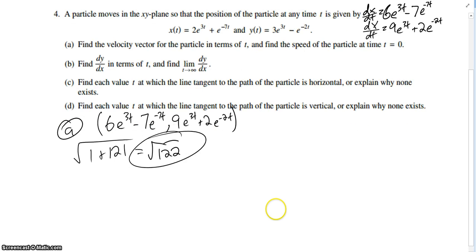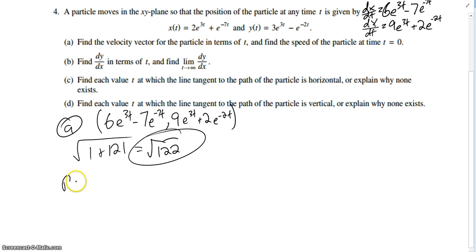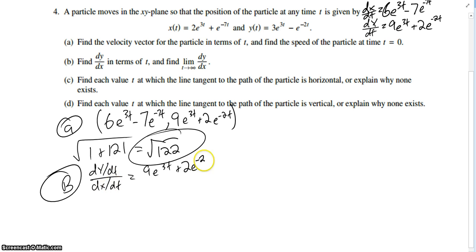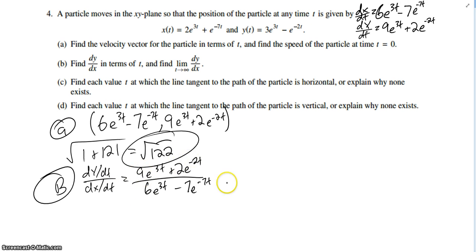Now B is find dy/dx in terms of t, and then find the limit of dy/dx as t approaches infinity. So dy/dx is just dy/dt over dx/dt. That's going to be 9e to the 3t plus 2e to the negative 2t, all over 6e to the 3t minus 7e to the negative 7t. I'm going to write that dy/dx is equal to dy over dx.